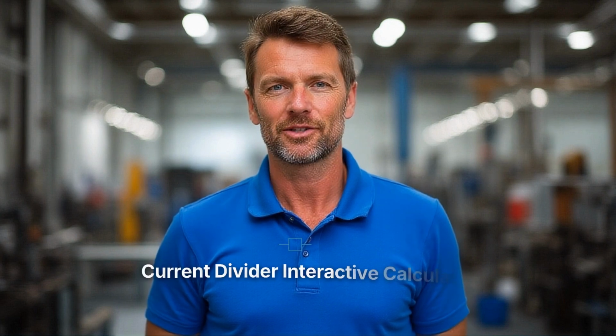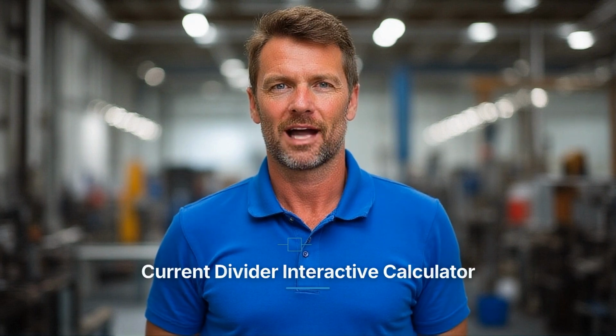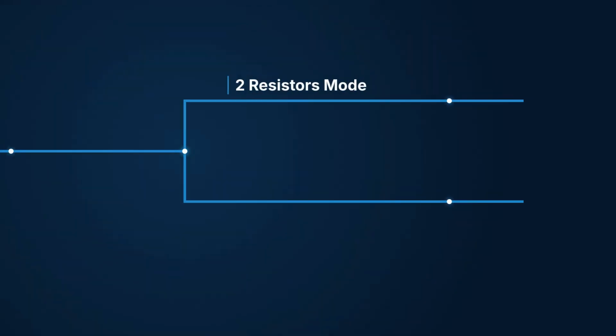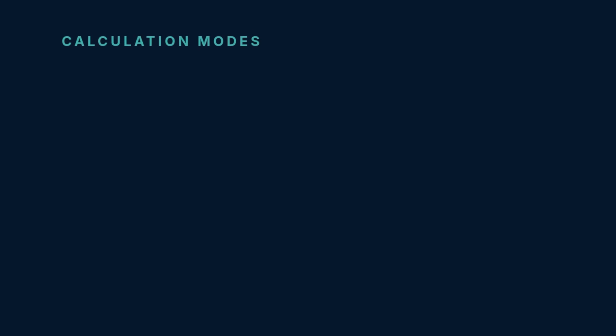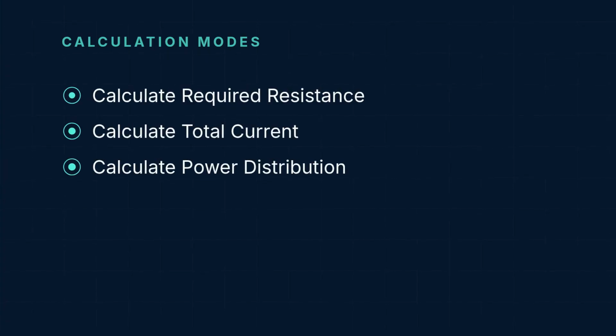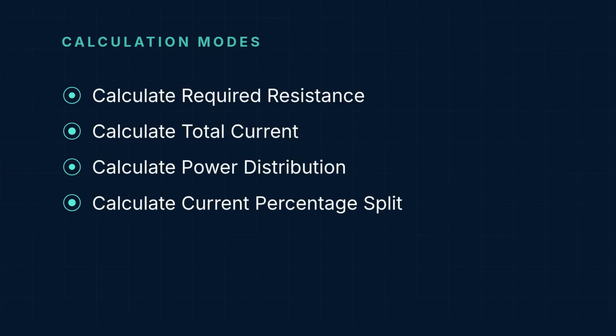The current divider interactive calculator quickly determines how current splits between parallel resistors in any circuit. This calculator offers 6 calculation modes through a drop-down menu. Calculate branch currents for 2 resistors. Calculate branch currents for 3 resistors. Calculate required resistance. Calculate total current. Calculate power distribution. And calculate current percentage split.